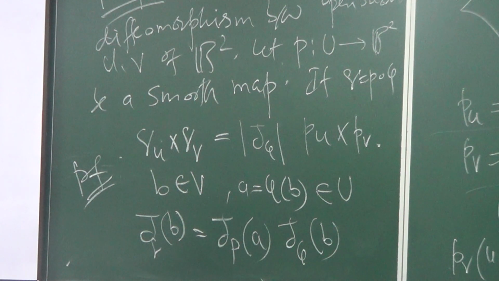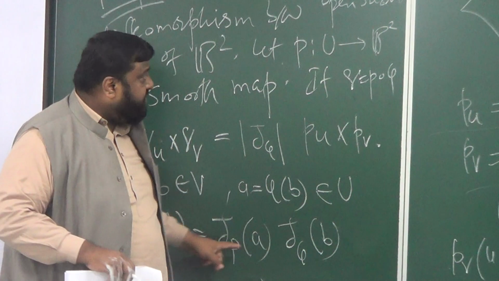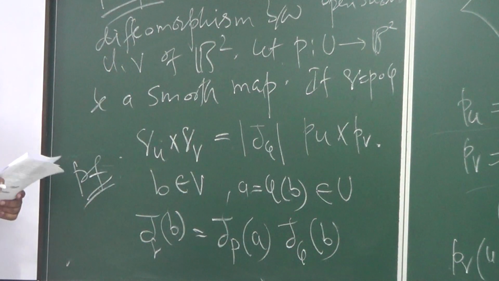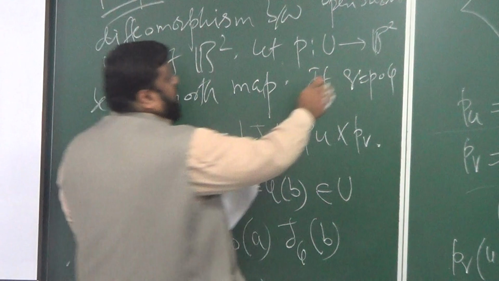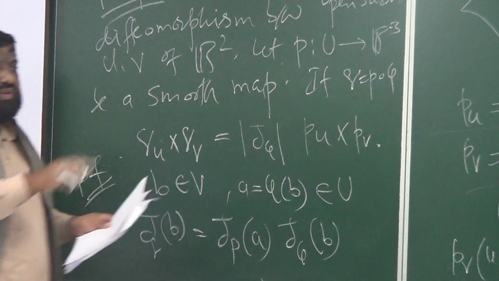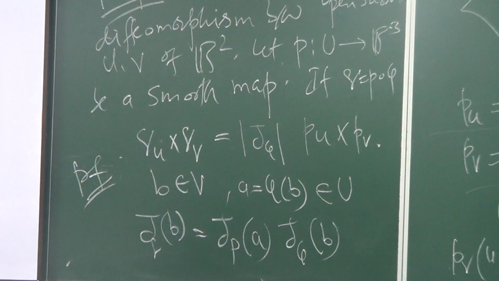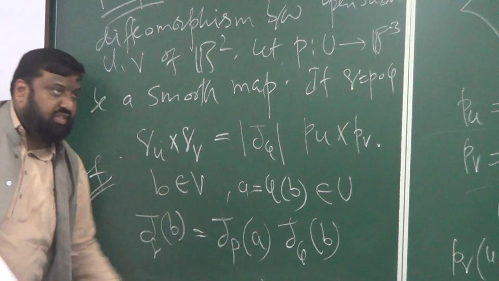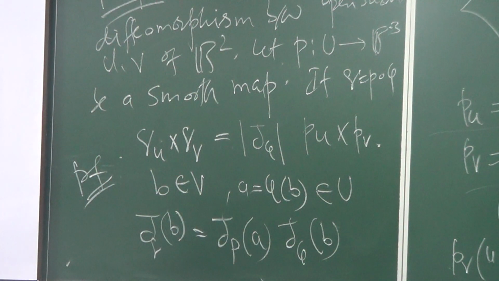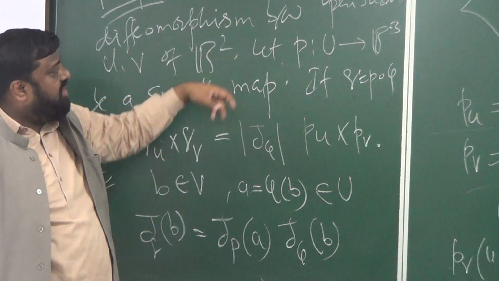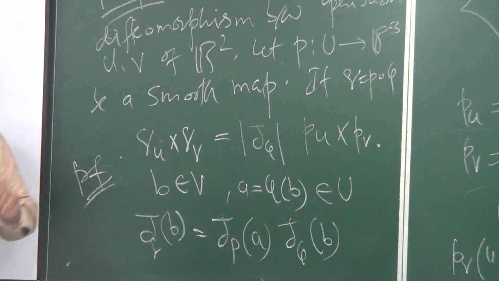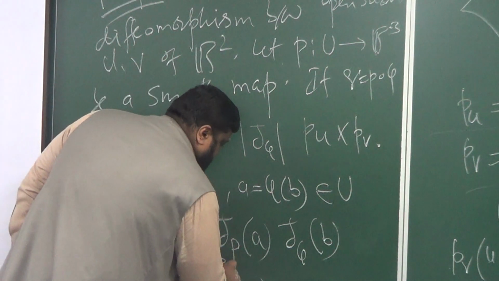By the way, what would be the dimension of these two matrices? Can anyone guess? P is a map not from R2 to R3, so that's a map in R3, so it's a map from R2 to R3. So what would be the dimension of these two matrices? So the Jacobian of P will be a 3 by 2 matrix. Why? Because it's a map from R2 to R3, and U is in 2 dimensions. So that's a matrix 3 by 2.